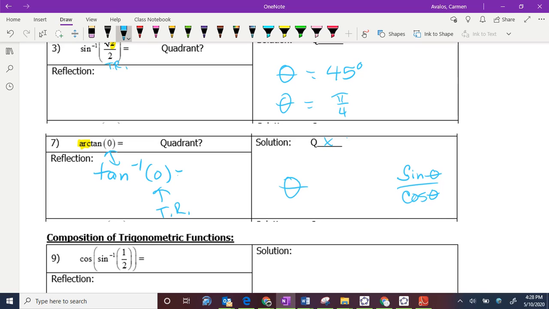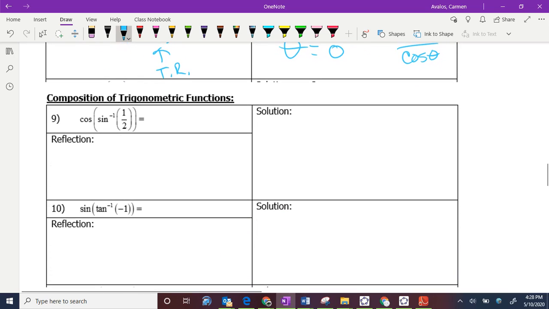And so when that happens that is going to be at 0 degrees. So this is a quadrantal angle because it falls right on the positive x-axis. That's where it's falling. So in this case, theta is going to be 0 degrees, 0 radians, whichever one you want to do, that's what it's going to equal there. Okay. All right. So now, compositions of trig functions.